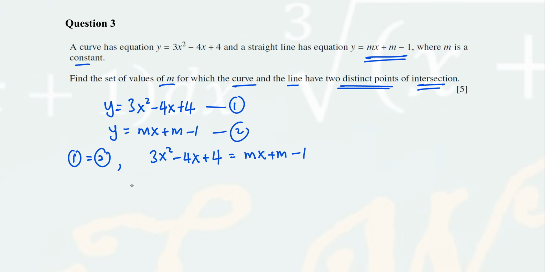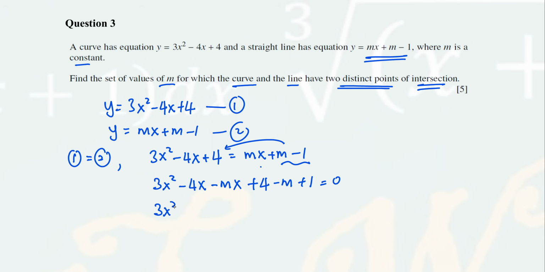And now just simplify all of this so that it will be arranged in the form of quadratic equation. So I will be getting 3x squared minus 4x. Okay, move the mx, so minus mx. Then plus 4. Move these two terms to the left side. It becomes minus m plus 1, then equals to 0. So again, expressed in ax squared plus bx plus c equals to 0.